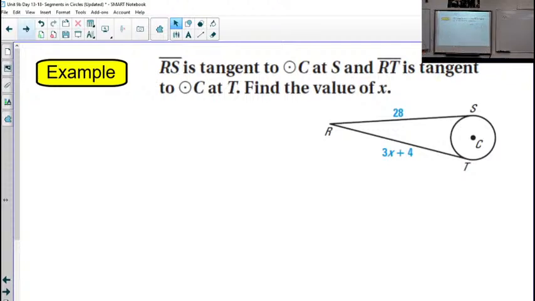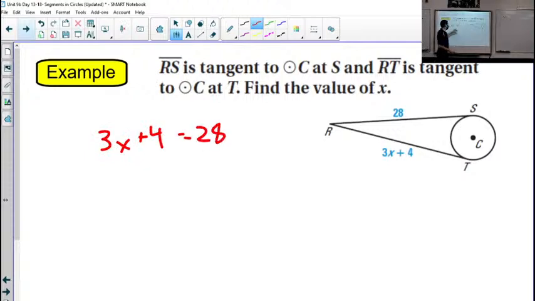And because these are both tangent segments, in other words, there is nothing going through the inside of the circle, so we don't need to worry about an outer times whole kind of situation. Because these are both outside the circle here, they're going to be congruent. So when we set up our equation, we can just set them equal to each other. We can just say that 3x plus 4 equals 28. That's our equation. So if they're both outside the circle, we can make them equal to each other.